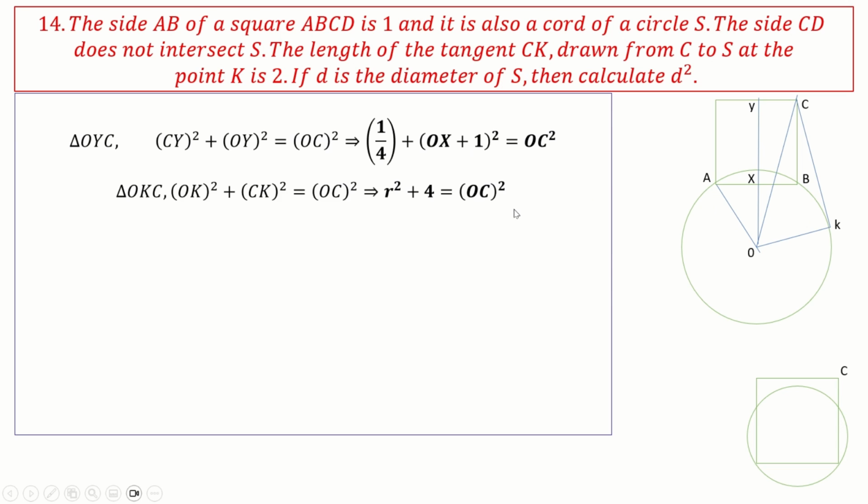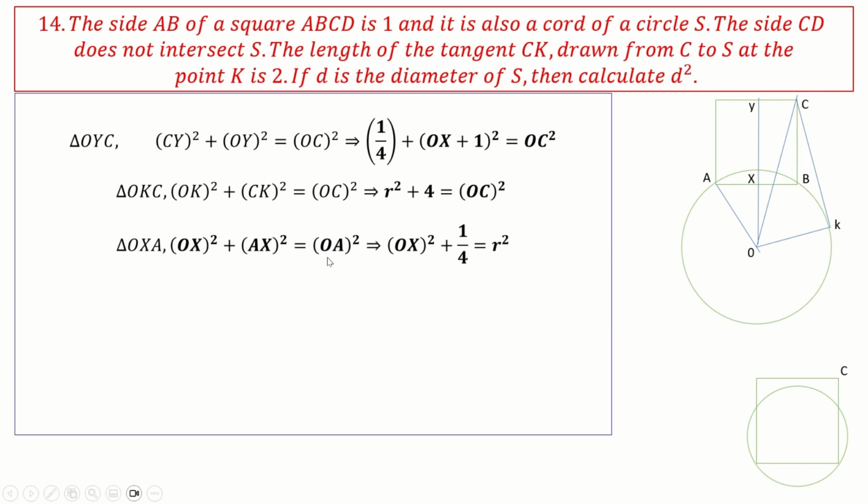Now the second equation is in triangle OKC. This is 90 degrees here, since tangent and radius are at 90 degrees to each other. So OC square equals R square plus 4, because the tangent is given as 2. Next, in OXA, this is also a right triangle, and OA is R.